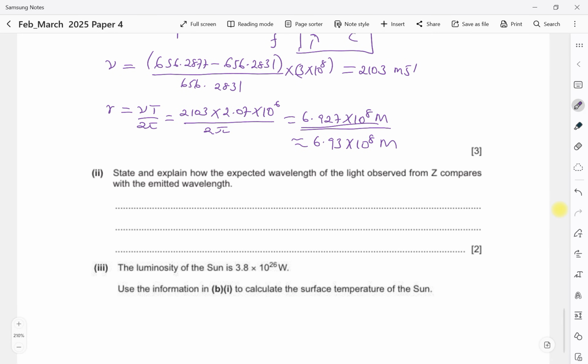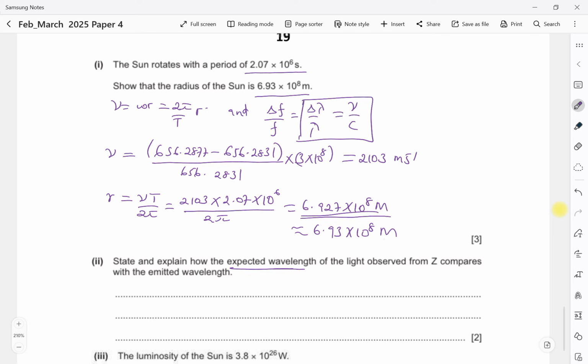State and explain how the expected wavelength of the light observed from Z compares with the emitted wavelength. So the expected wavelength of the light observed from Z. Now note that it is moving.